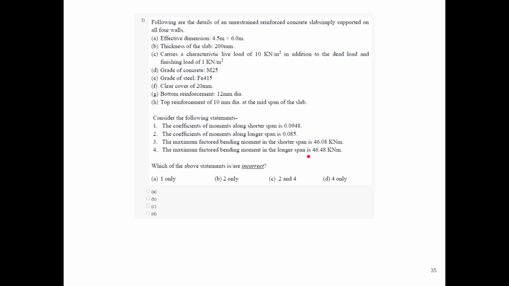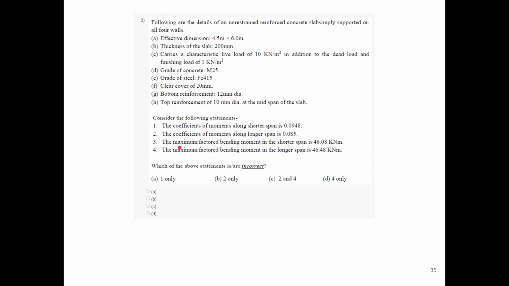Then third question. Following are the details of an unrestrained reinforced concrete slab, simply supported on all four walls, with an effective dimension of 4.5 meter by 6 meter. So I think it is the same question. Okay, so the same question has been given, and we have to consider the following statements. One, the coefficient of moments along the shorter span is 0.0948. Second, the coefficient of moments along the longer span is 0.085.